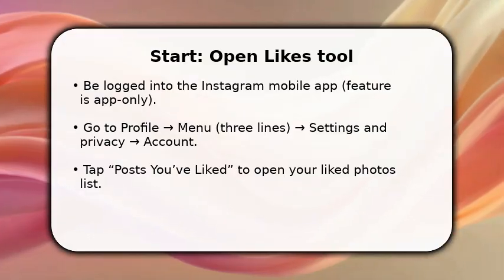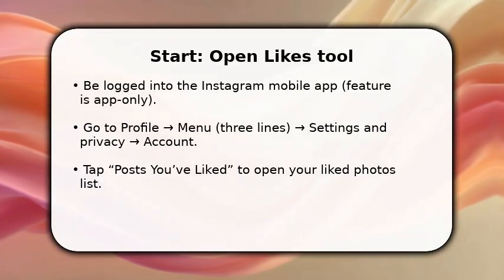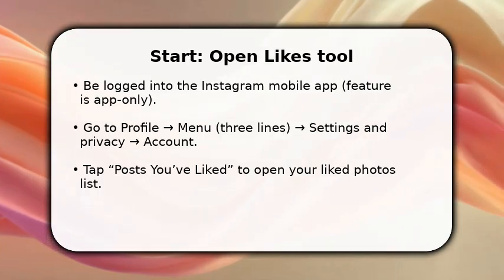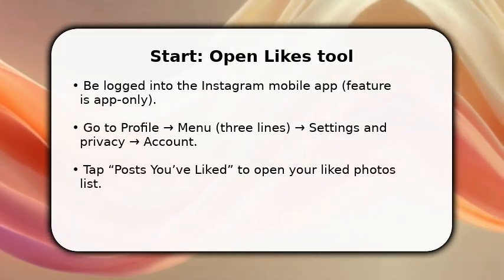You're ready. Open the Instagram mobile app while signed in. Once done, go to your profile and tap the three-line menu, then Settings and Privacy. Next, choose Account. You'll see posts you've liked. Tap it to load a chronological grid of images you've double-tapped.